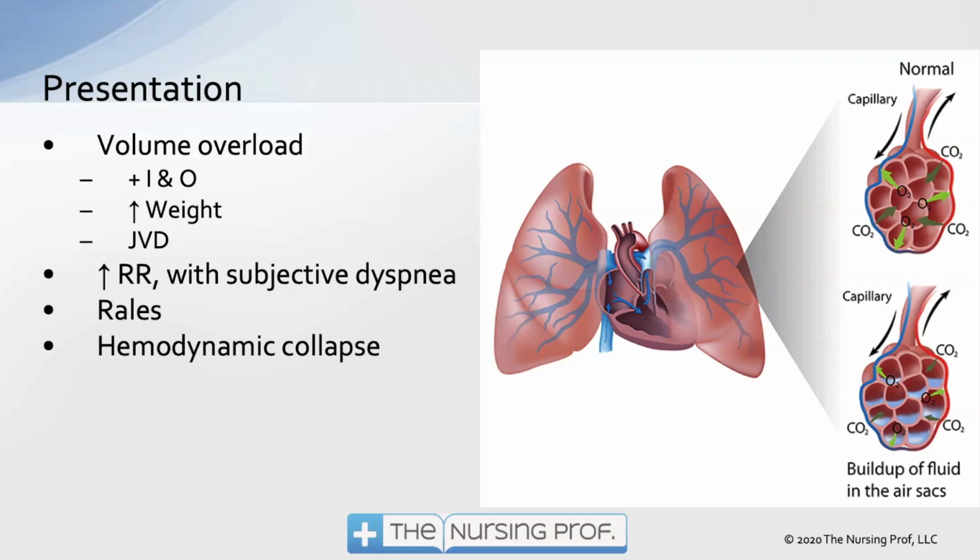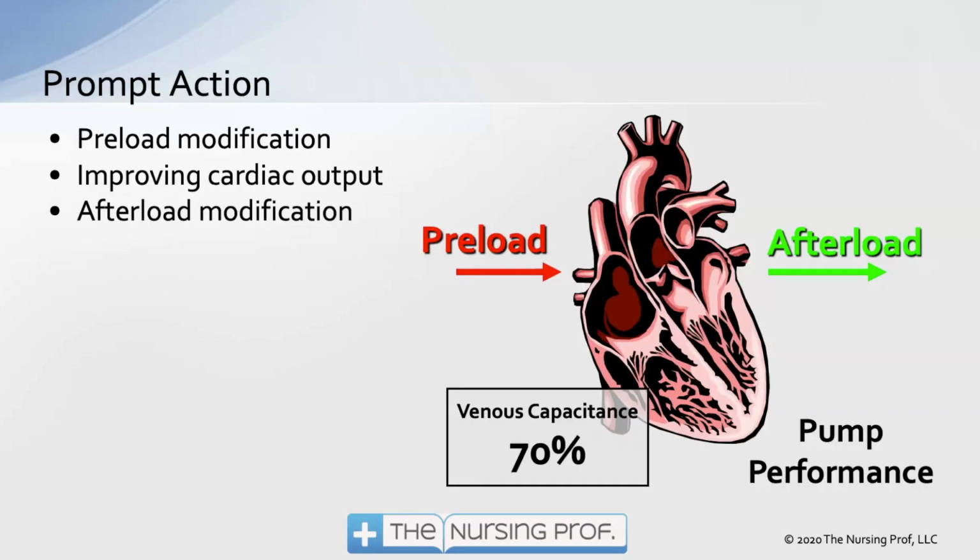Taking a look at the picture on the right here, you can see what's happening is that we're starting to get fluid building up, and as that fluid starts building up, going through that alveolar capillary membrane, working its way into the alveoli, they become less effective because they're getting filled up with fluid, and eventually this can lead to hemodynamic collapse. So our prompt action will be, we want to try to keep that fluid away from the heart.